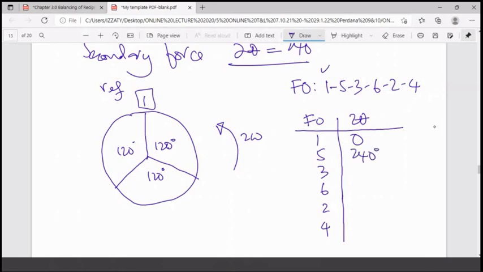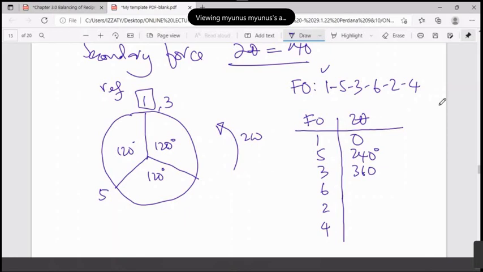So where will your 240 be? 240 will be here, isn't it? So 5. Correct or not? After 240, what do you have? Another 120 will give you 360. So this will be your number 3. Correct or not? Yes or no? No, it is not correct, Masila. It is not correct. I purposely sometimes do this wrongly, just to ensure that you always check me.